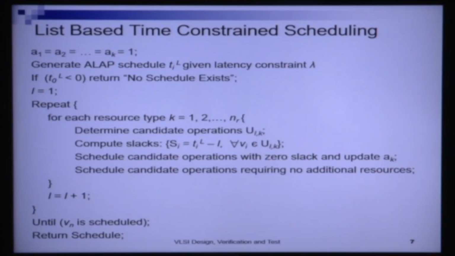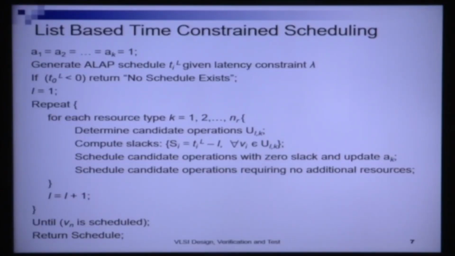So, just to reiterate, what is the problem of time constraint scheduling? It is the problem of scheduling the operations in an operation constraints graph within a given time bound, latency known as lambda, using the minimum area. And how do we measure this minimum area? In terms of the resources it uses.